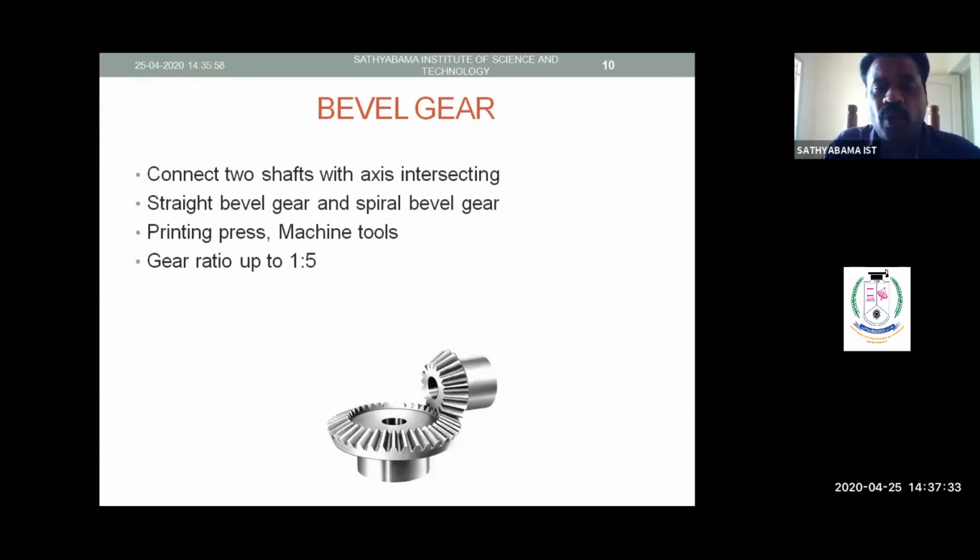Okay, one advantage of the bevel gear is we can go up to a ratio of 1:5. What is this 1:5? Just remember the previous diagram: driver one small wheel and driven one bigger wheel. If the small wheel rotates at, say for example, 1 RPM, the bigger wheel we can rotate at 5 RPM. This is the meaning of this. Gear ratio up to 1:5 means from 100 RPM we can move up to 500 RPM. That is called gear ratio, gear train ratio.